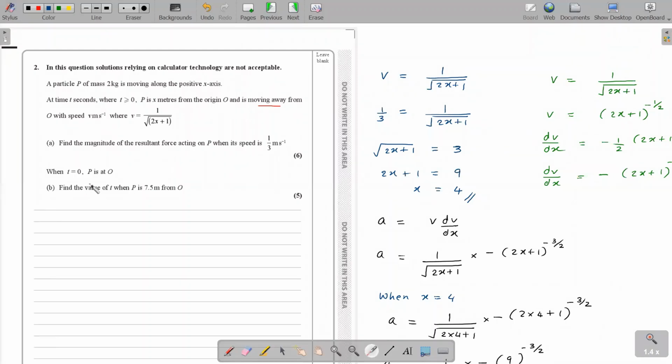So part B, they say when t equals 0, P is at O. That means at time 0, the particle is at the origin, and that means x is 0. Find the value of t when P is 7.5 meters from O. Okay, so how do we do this one?